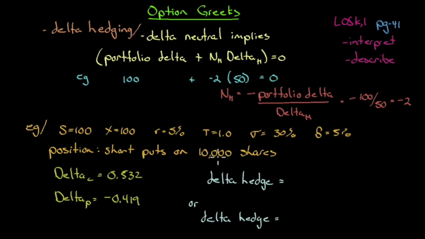Hedge it out. Well, the first thing we have to say is, well, okay, what's my current delta position? Am I long delta or am I short delta right now? Well, if we look at our short puts on 10,000 shares and we look at our delta on the call, with a strike of 100, it's 0.532. On the put, it's 0.419.